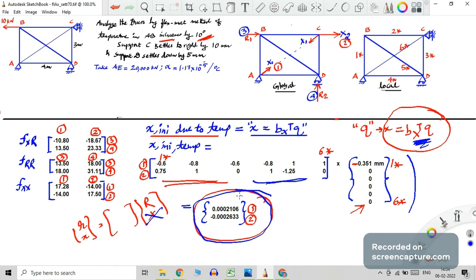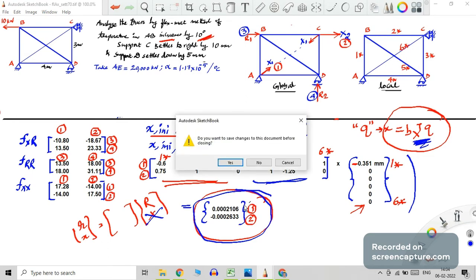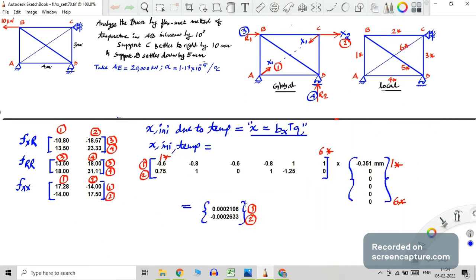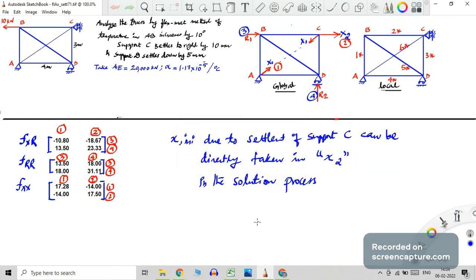No zero or negative sign, etc., as in the case of the previous XINI due to support settlement in small r. In the previous slide we modified XINI. Here there is no need of any modification. You can directly take it. So here, no modification, you take this directly into the solution. Now next is XINI.